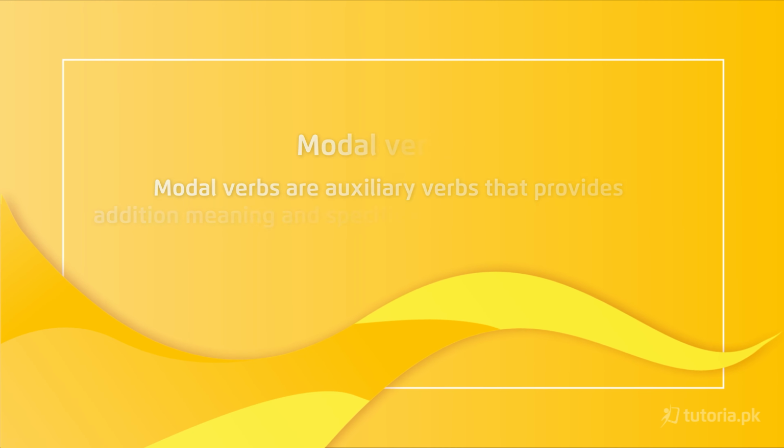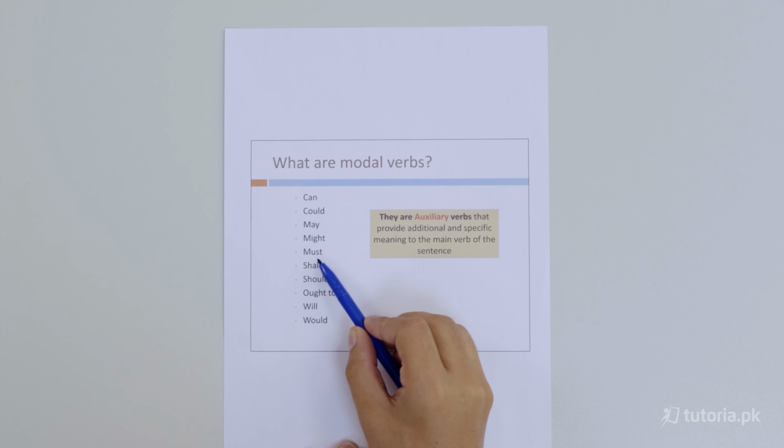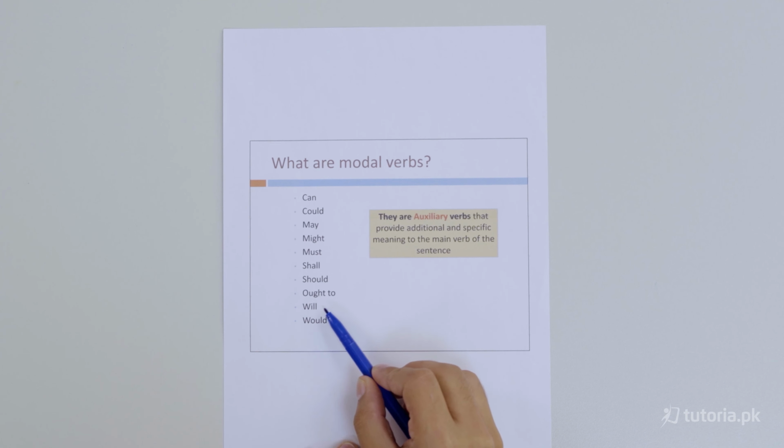हम कह सकते हैं कि modal verbs main verb के बारे में हमें extra information या extra meaning देते हैं. There are approximately 10 modal verbs in English, and those are can, could, may, might, must, shall, should, ought to, will, and would. All of these modal verbs are used in the English language for different purposes.